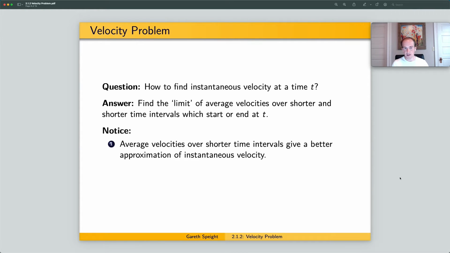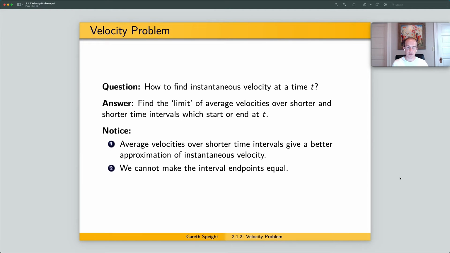One is, as we talked about, average velocities over shorter time intervals give a better approximation of instantaneous velocity, right? If you calculate something between 30 minutes and 30 minutes and 30 seconds, that's going to give me a very good idea of what my speed was at time 30 minutes. If I do the same calculation for 30 minutes to 40 minutes, well, it's not going to be quite as good an approximation of my speed at 30 minutes.